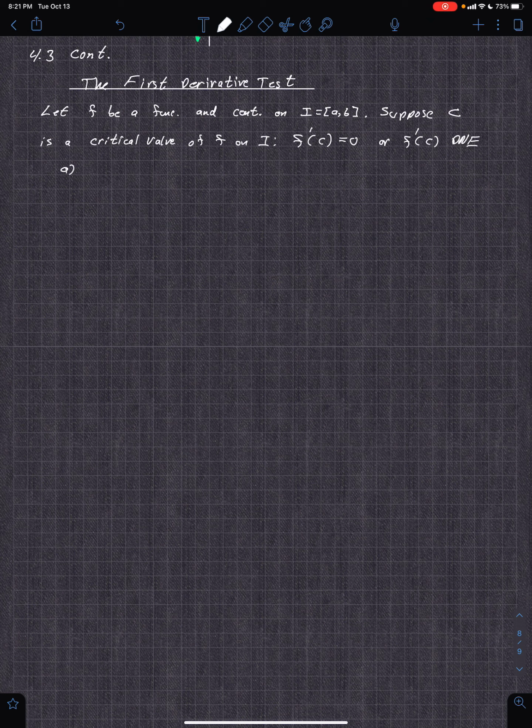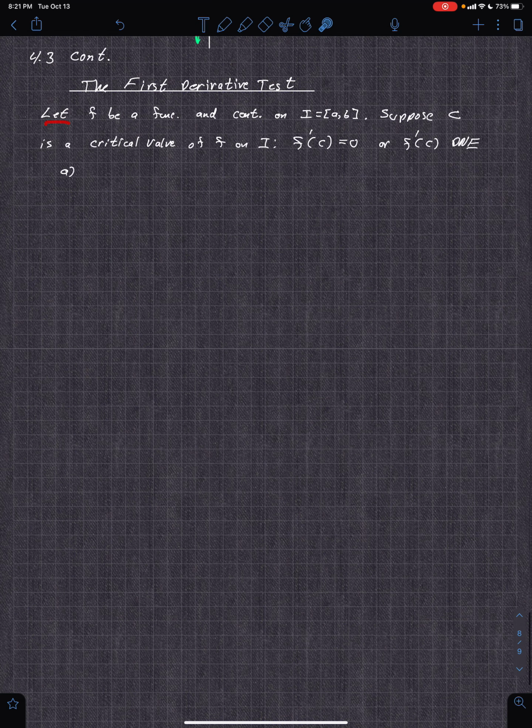4.3 continued. Let's look at the first derivative test. So let f be a function defined on (a, b) and continuous on the interval I. Let's suppose C is a critical value of f on I. And critical value means, of course, that f prime of C is equal to 0 or f prime of C does not exist. And just a little subtle thing here, never say equals does not exist. That doesn't make sense. Equals is a number, so you just say f prime does not exist. Don't say equals here.